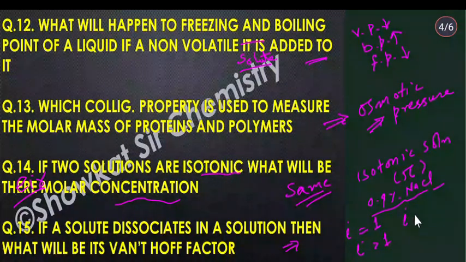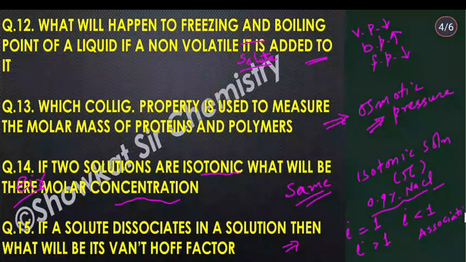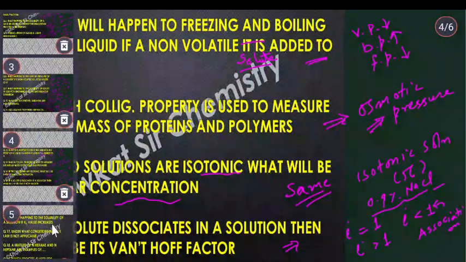And similarly, if it is less than 1, that means you have to understand that the solute has undergone association. So when there is association, for example acetic acid molecules, due to hydrogen bonding, they undergo association. So at that time, the van't Hoff factor will be less than 1. So I hope you have understood this. Then let's move to the next question.